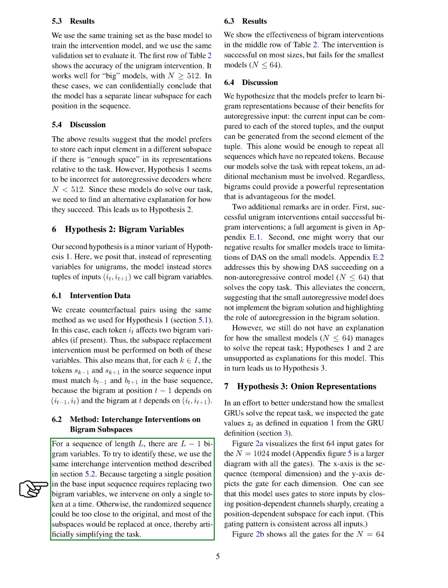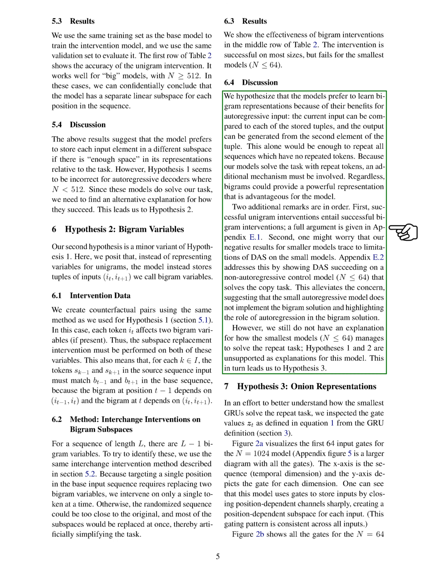Our results demonstrate the effectiveness of bigram interventions, as shown in the middle row of our table. The intervention works well for most sizes, but it does not succeed with the smallest models. We believe that models tend to learn bigram representations due to their advantages in autoregressive input, allowing the current input to be compared with stored pairs to generate output. This could explain how models handle sequences without repeated tokens. However, since our models can also manage tasks with repeated tokens, we suspect there is an additional mechanism at play.